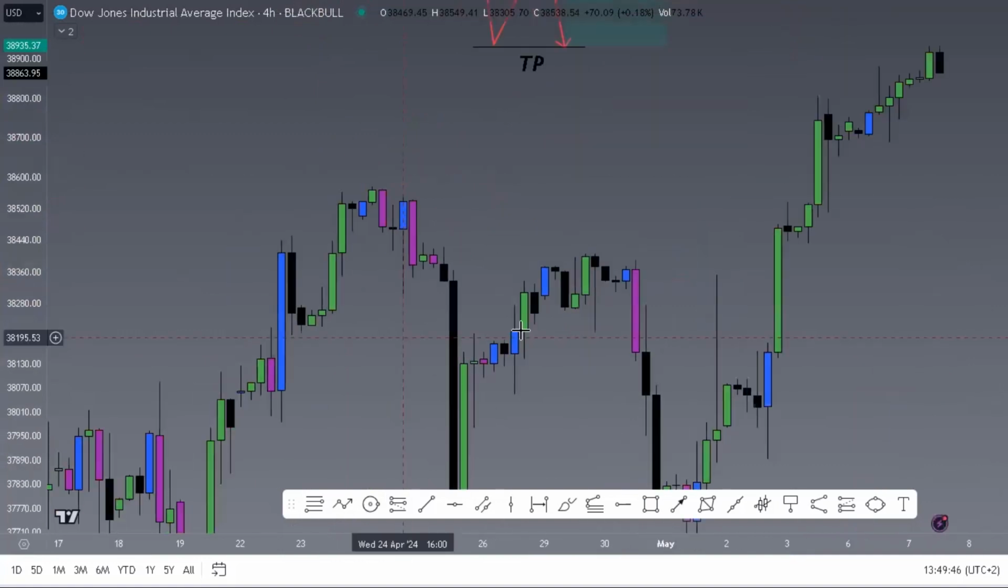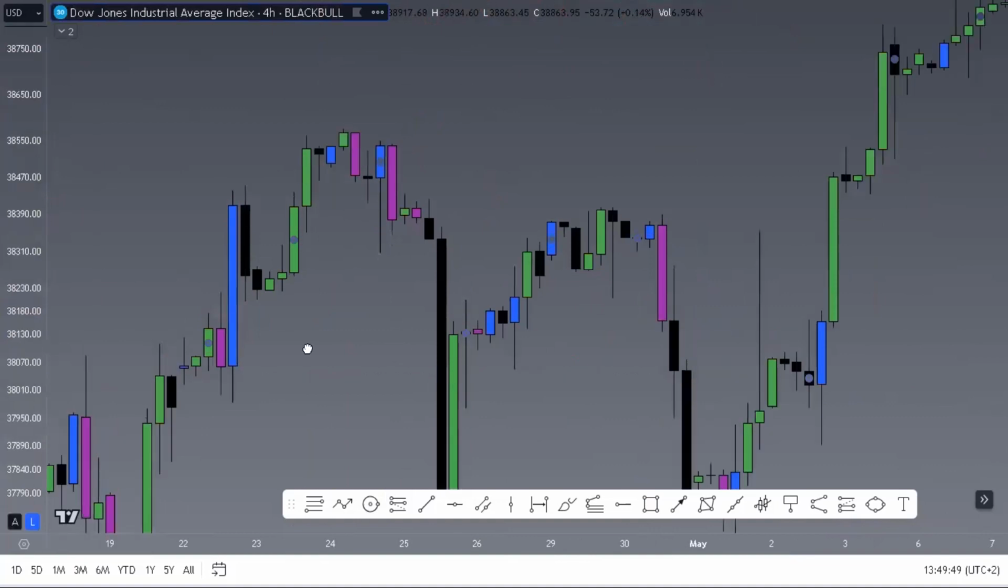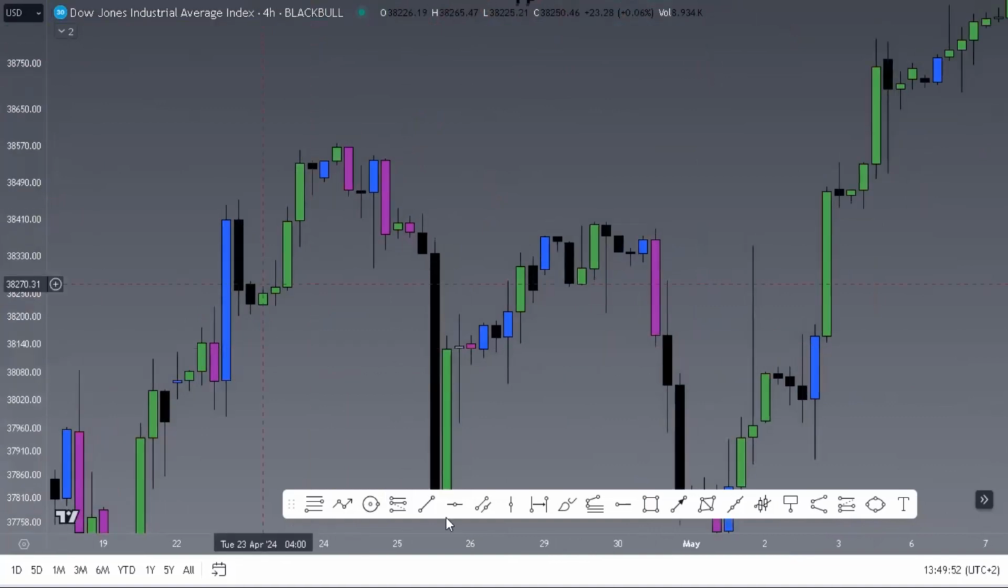So talk about the candlesticks. You must just pay attention to the candlesticks. Look how I mark my first touch, the second touch, and then I project it.